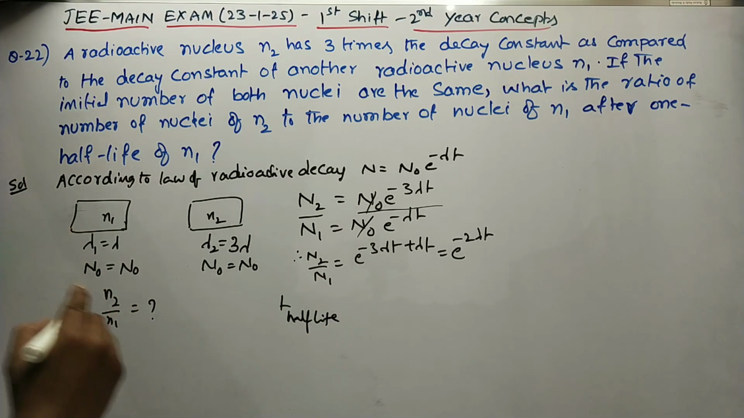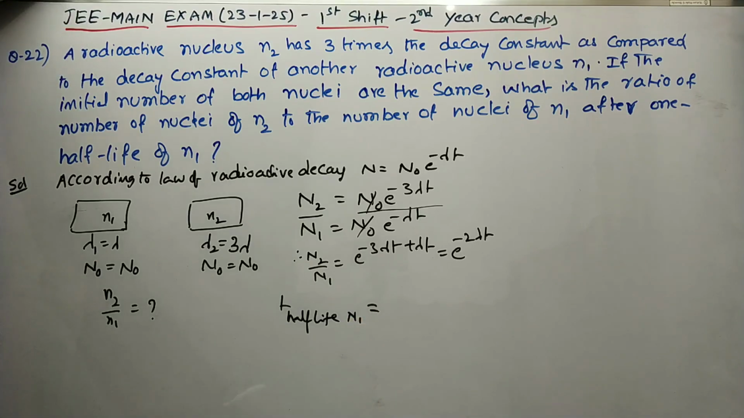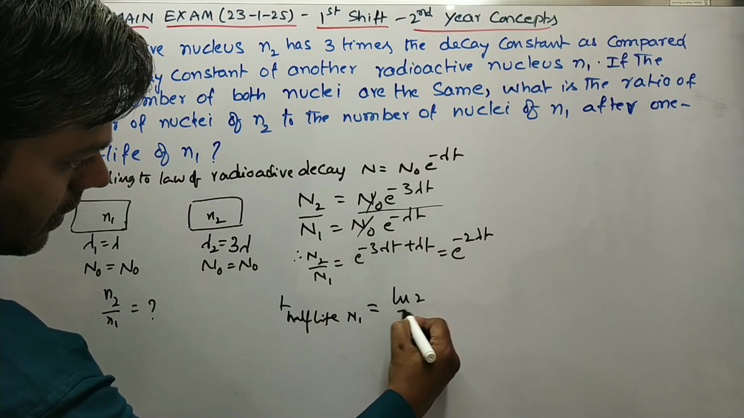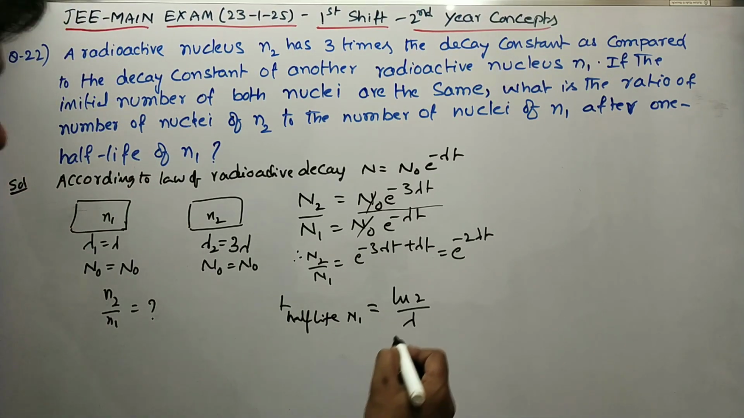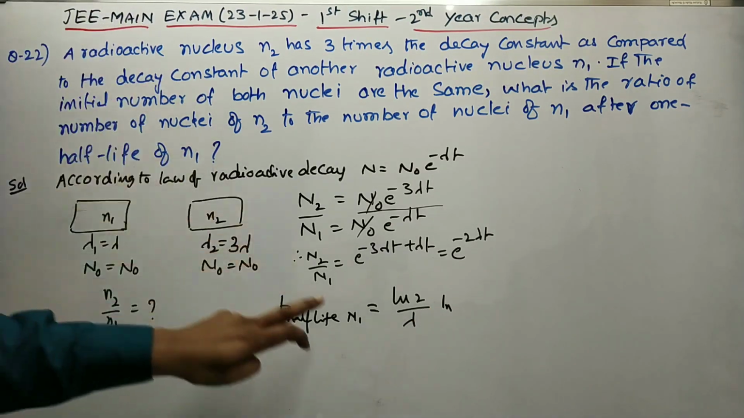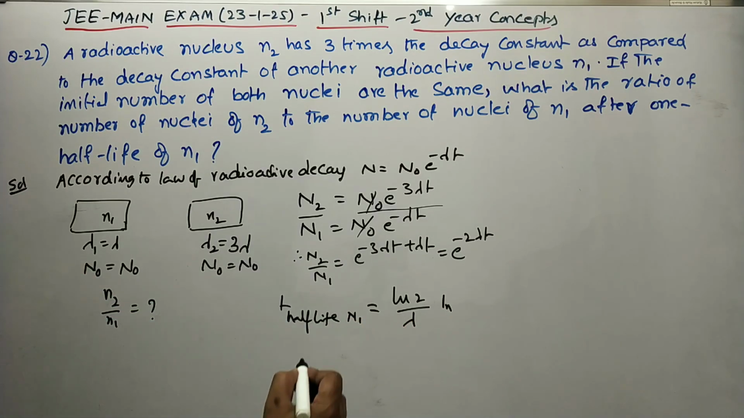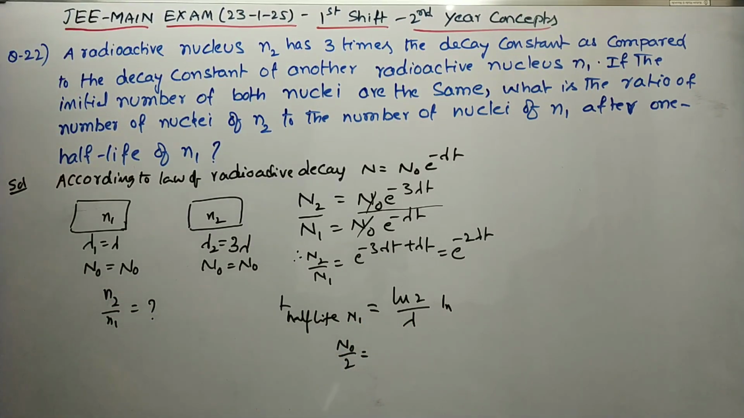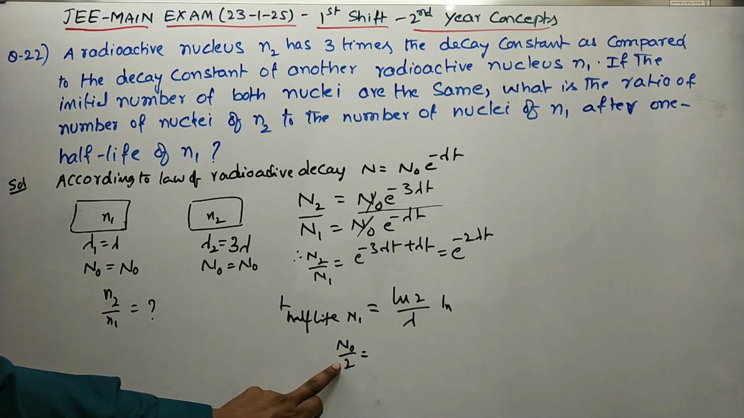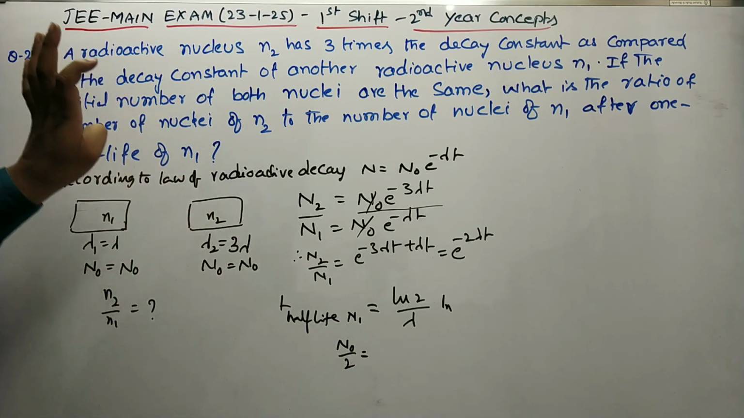That means 1 half-life period of n1. Okay, is equal to, what is that? You know very well, log 2 by lambda. Isn't it? This is the constant. That means after 1 half-life, what is n1 equal to? n0 by 2. After 1 half-life period, n0 by 2 number of nuclei disintegrate.